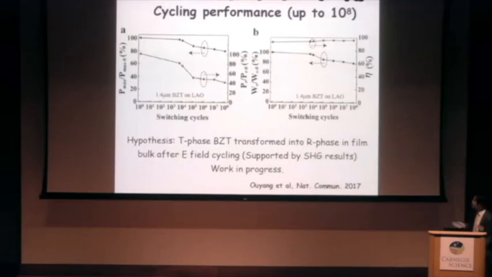So the hypothesis here is the strain-stabilized T phase, when cycled 100 million times, transforms to the more stable phase, R phase. So we have some more results which support our hypothesis. And we have some nice work actually in progress, trying to explain the cycling performance, comparing the performance of some fresh and some fatigue capacitors.